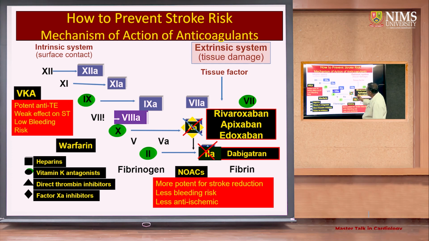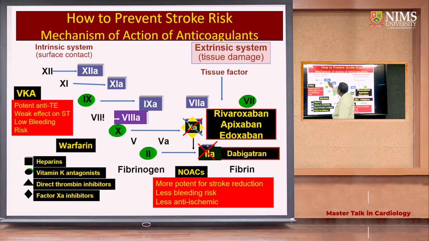So we know that in the intrinsic pathway, 12 gets converted to 11, 9, 8 and this way, and then we come to factor 2, which leads to the formation of clot. And the extrinsic system involves factor 7, and it can then directly act on factor 2 and lead to clot formation.